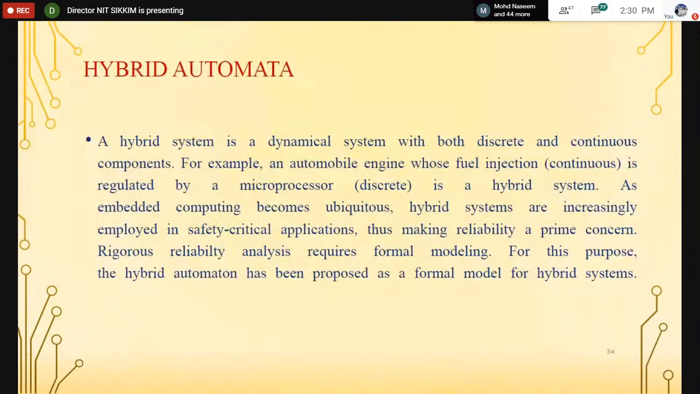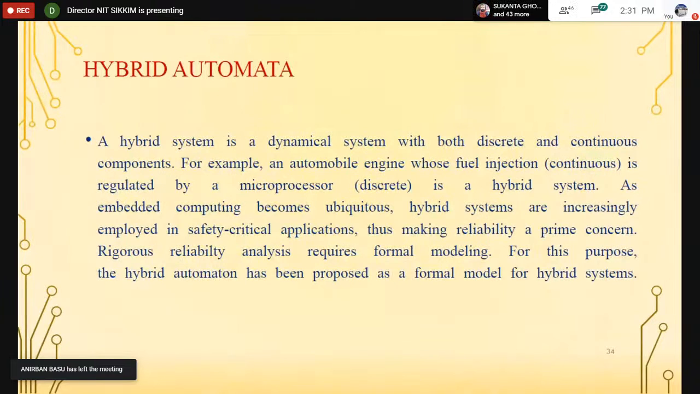Now, in the literature, people also talk about the hybrid automaton. They say the system is both continuous as well as discrete. So how to model them, right? And therefore, the automaton is the same. The only difference here is that your automaton is extended to model the events which are discrete as well as continuous in nature.